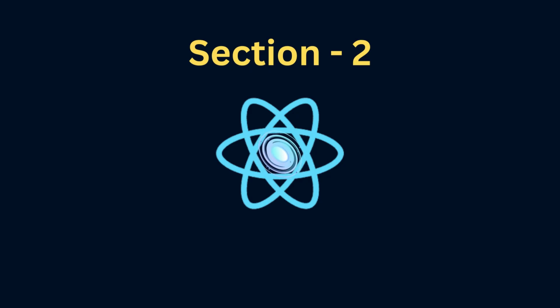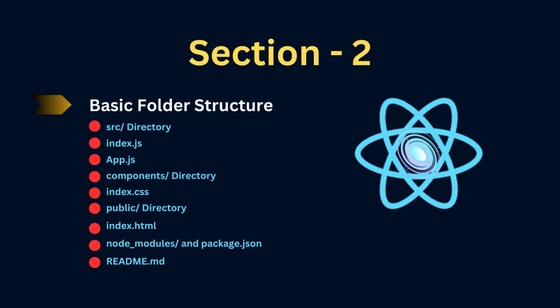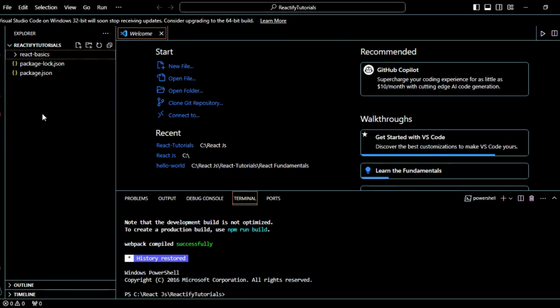Now let's dive into the section number 2. In this section, we have explored the basic folder structure and code of a basic React project. Some basic folder structure names are src directory, index.js, app.js, components directory, index.css, public directory, index.html, node modules, and package.json, readme.md. Let's get started. First, let's take a look at the folder structure of our React project.